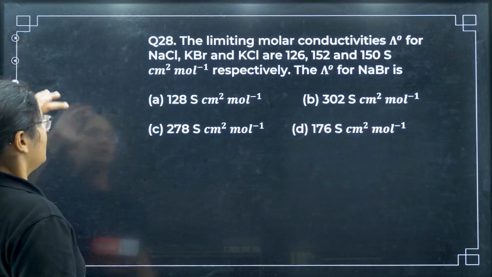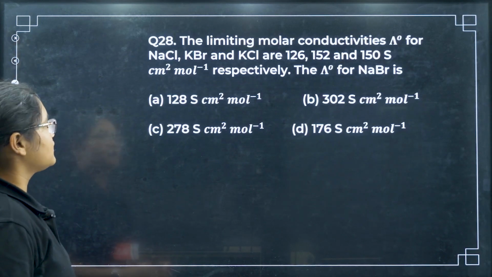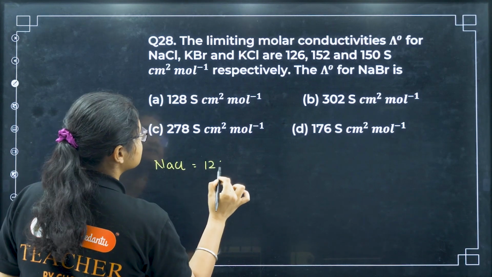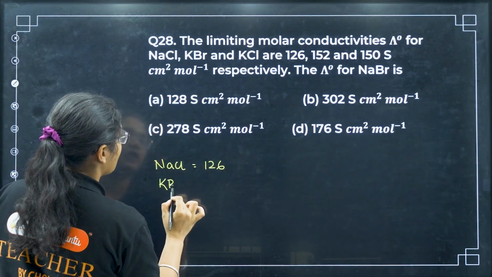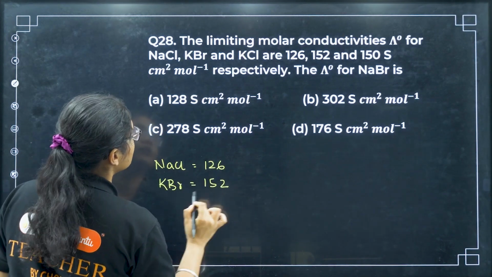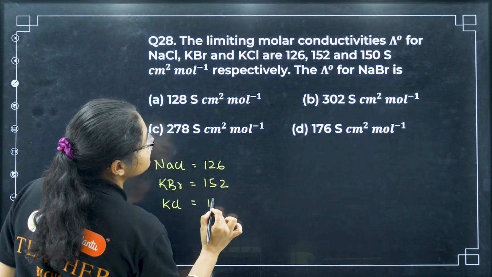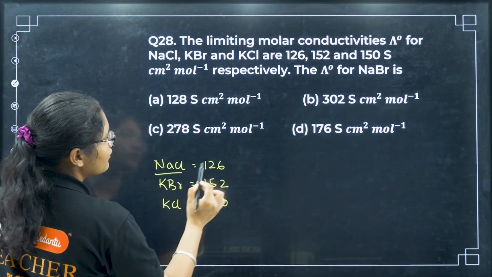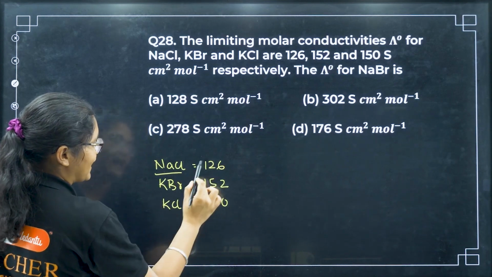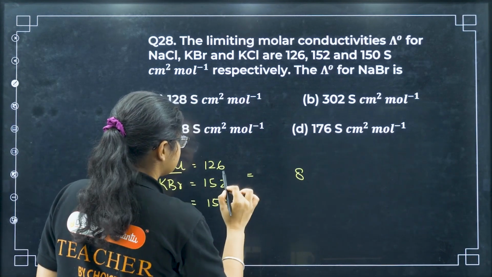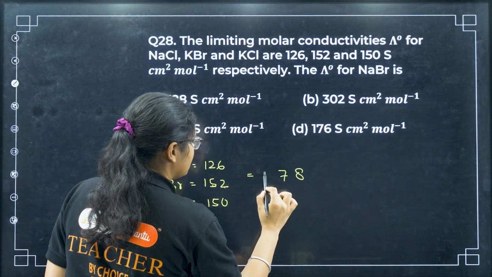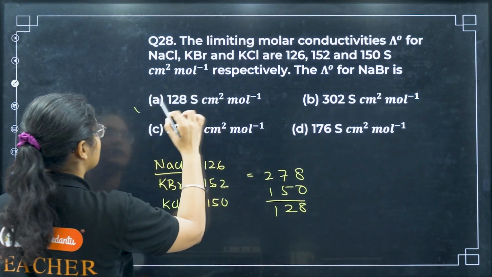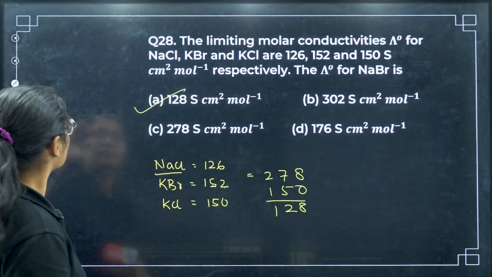Okay. Next, the limiting molar conductivities are given. So for NaCl it is given as 126, then for KBr it is 152 and for KCl it is 150. Okay. So now if I just solve it, I want for NaBr, right? So I have to add these two. 126 plus 152 is 278, minus 150, right? So how much will I get? 128. That is option number A.